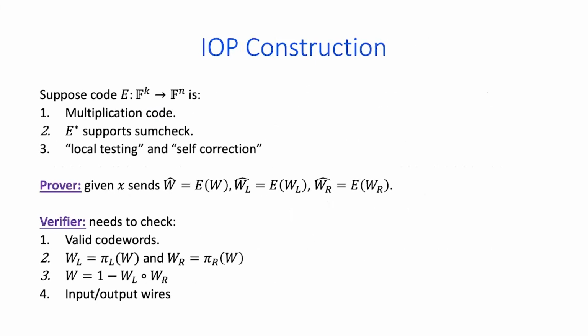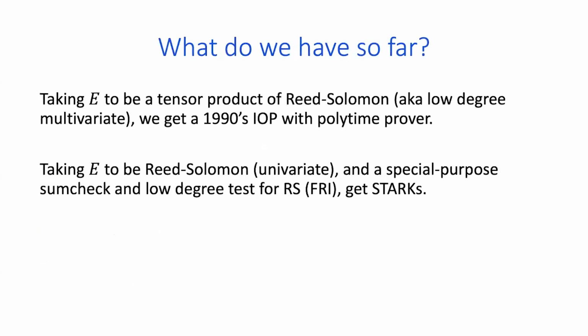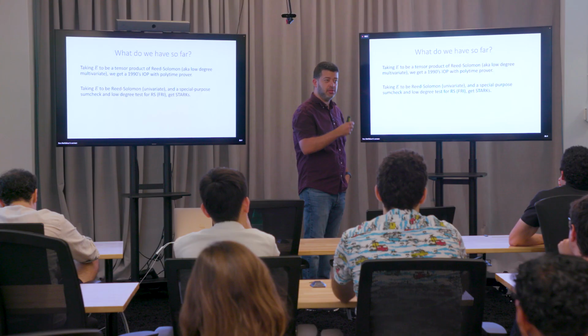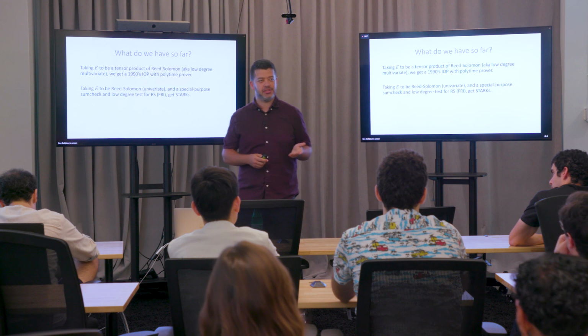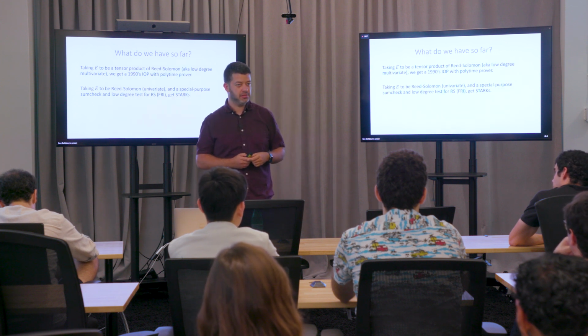What have we seen? If we have a code E that's a multiplication code, so that the product code supports sum check, and that it has these local testing and self-correction procedures, we can run all of these tests and we have ourselves an IOP. In particular, if I take E to be a tensor product of a Reed-Solomon code, so Reed-Solomon is multiplicative. When you do tensoring, it maintains the multiplicative property, and it magically gives us sum check and local testing. So a tensor product of a Reed-Solomon code would have all the three properties that we wanted. If you do that, you'd get a very nice IOP that would have been the state of the art in the early 90s.